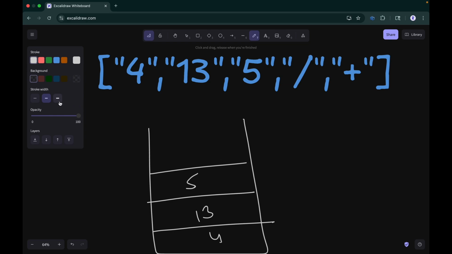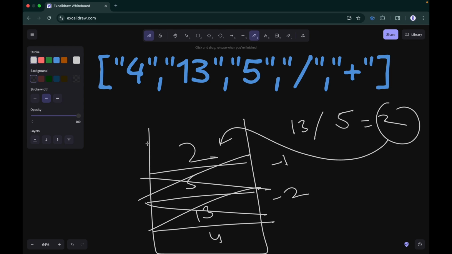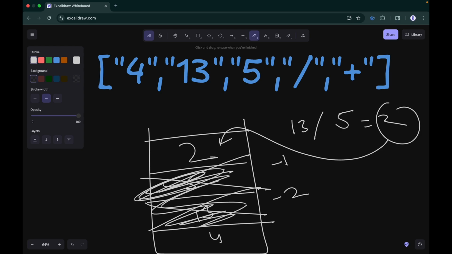Because every time we see any operator coming in, what we'll do is find out the topmost element, so the element at -1. And then I'll find out the element at -2. And then I'll just do the element at -2, which is 13, divided by 5, which will give me 2. Also, I'll pop these off. So I'll remove this 5 and 13. And then whatever answer I get, I'll append it to the stack. So now 2 is in the stack. Cool. So these two don't exist anymore. What we only have is 2 and 4.